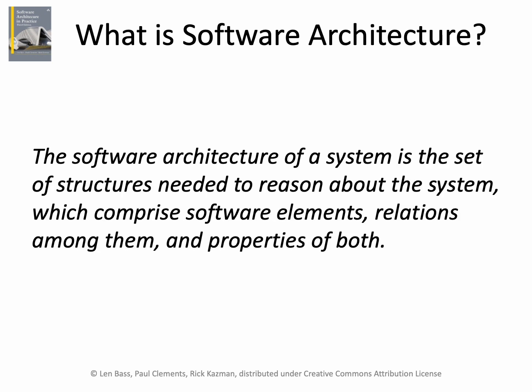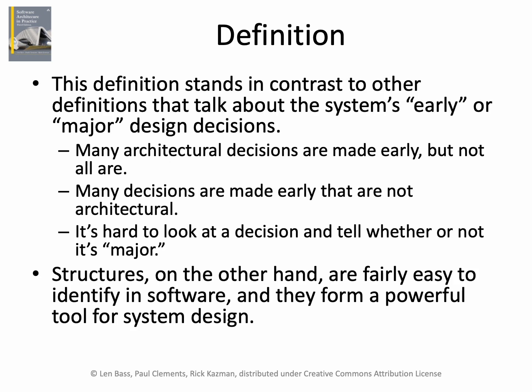The software architecture is a set of structures needed to reason about the system, which comprises software elements, relations among them, and properties of both. The definition stands in contrast to other definitions that talk about the system's early or major design decisions. Many architectural decisions are made early, but not all are.